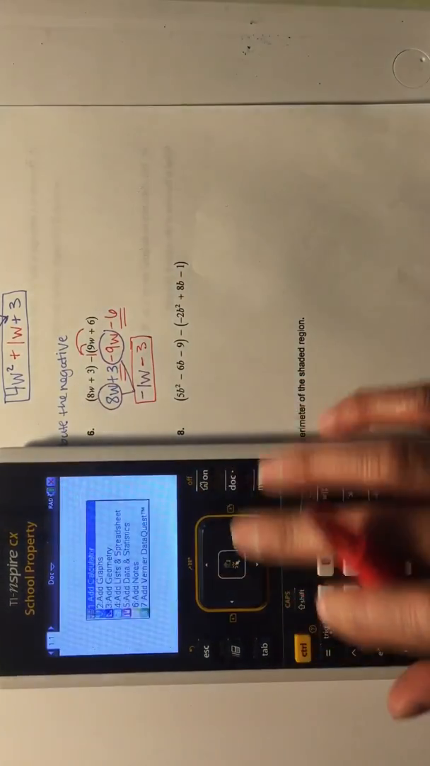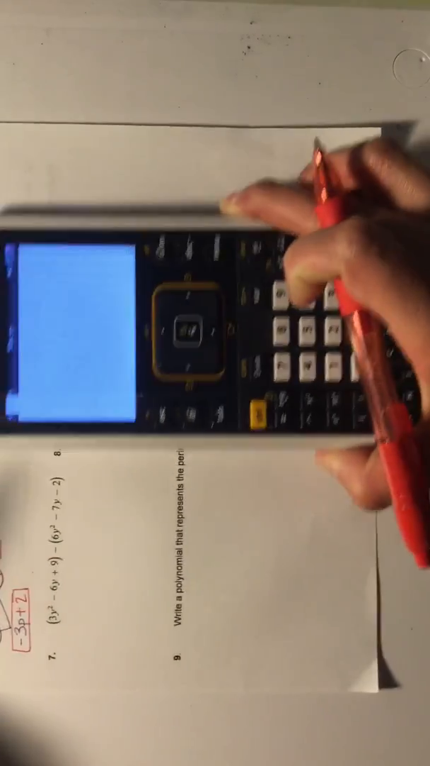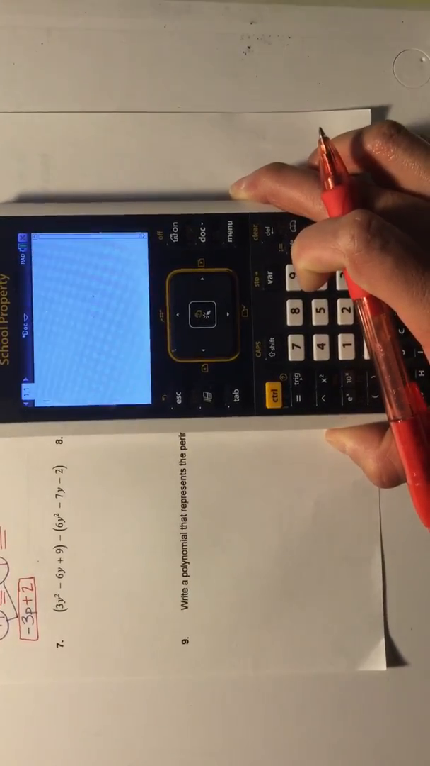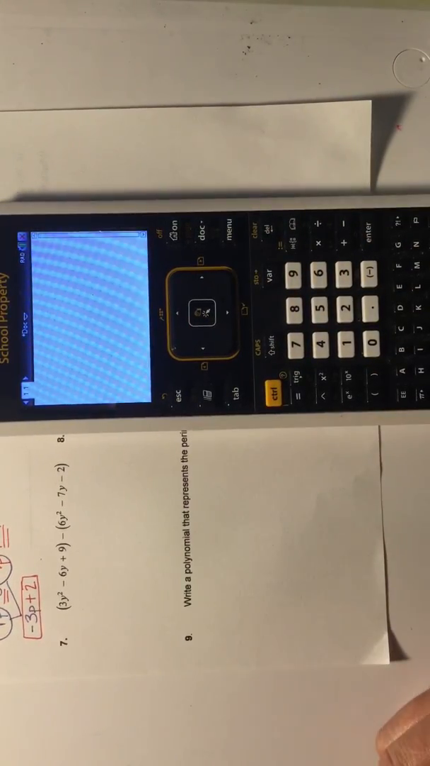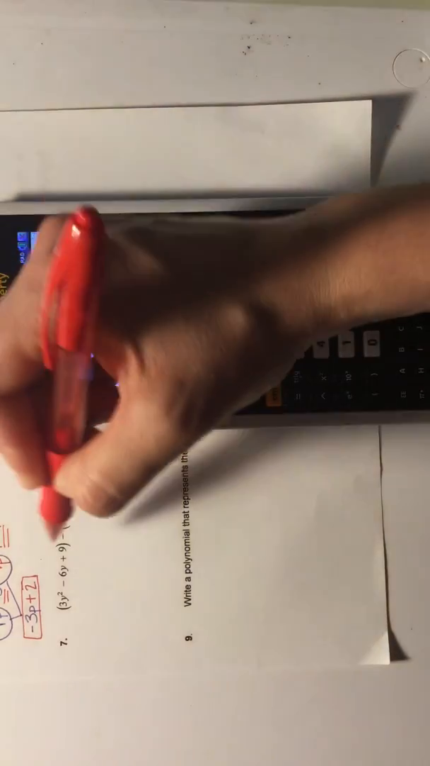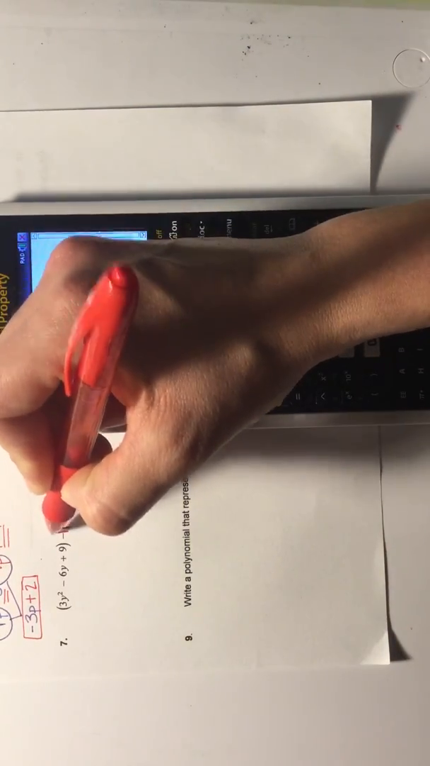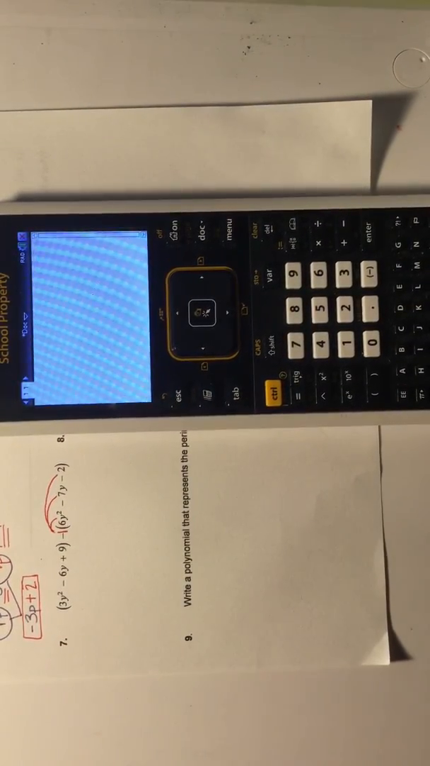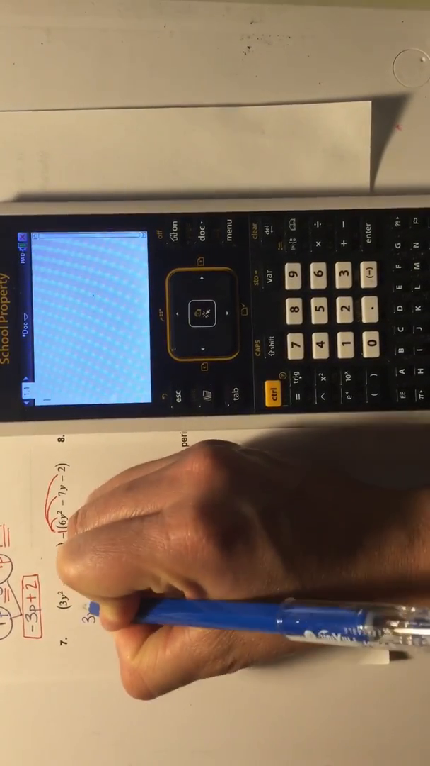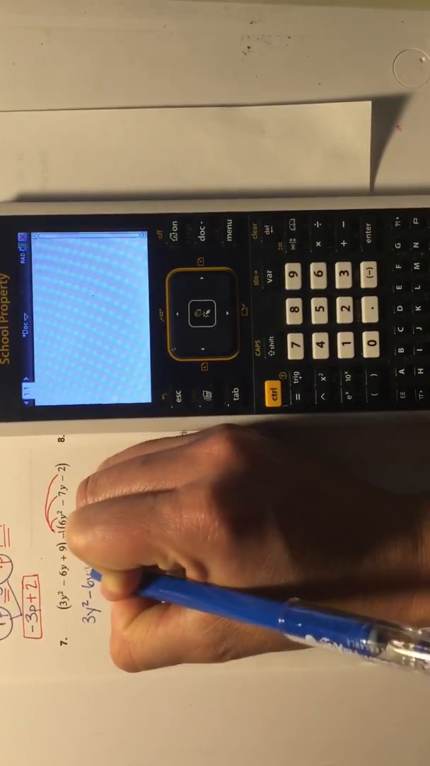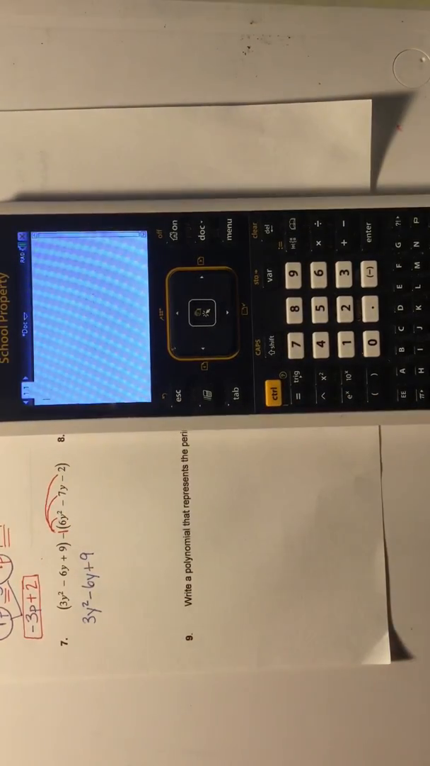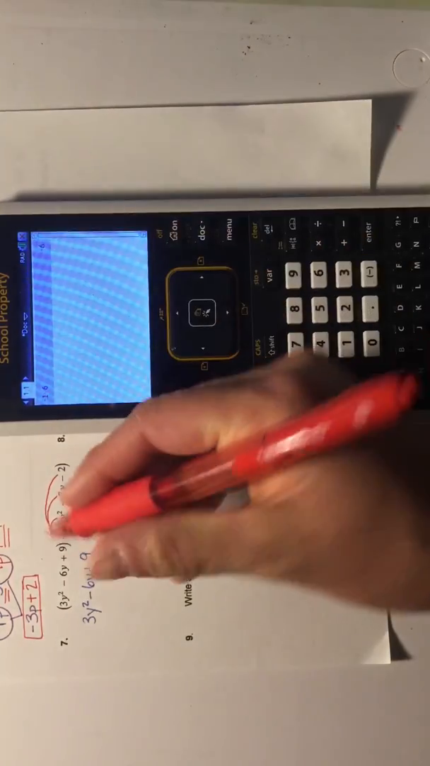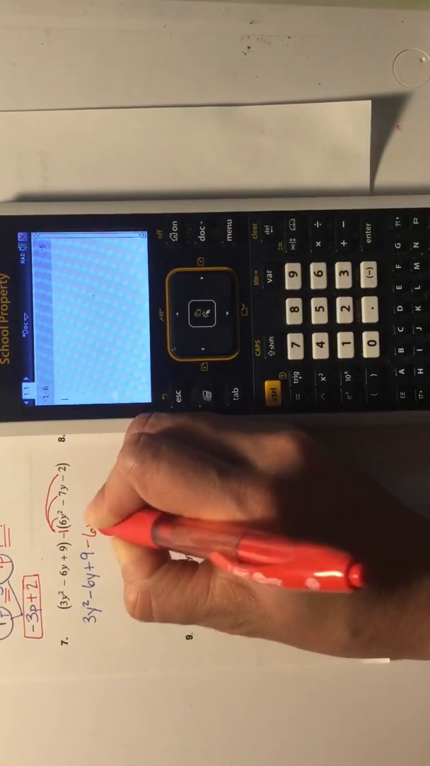Next, let's look at the last two problems. Number 7. You have 3y squared minus 6y plus 9 minus, so here when you see that minus sign, there's a negative 1 that you need to distribute and multiply. When you do that, it changes the signs of everything to the right. So I still have 3y squared minus 6y plus 9. When I distribute that negative, it's a negative 1 times 6, a negative 6y squared.